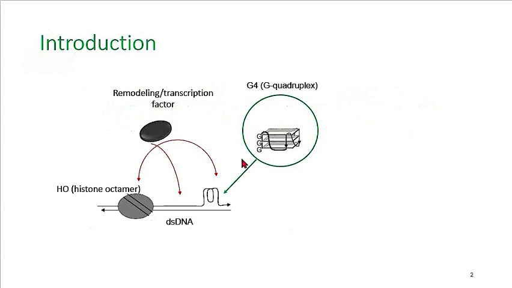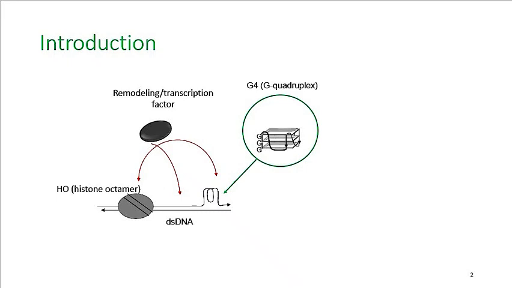G4 structures have been visualized in the genome of living cells and are prevalent in actively transcribed and nucleosome-depleted regions. They assist in chromatin structure rearrangements by recruiting remodeling and transcription factors.